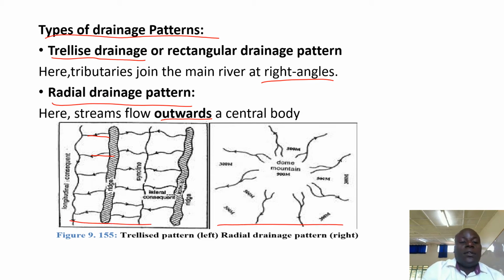Diagram 1 shows trellis where streams join the main river at right angles, and diagram 2 shows radial where streams radiate from the center. They diverge from the center, and the center might be a lake or a swamp.